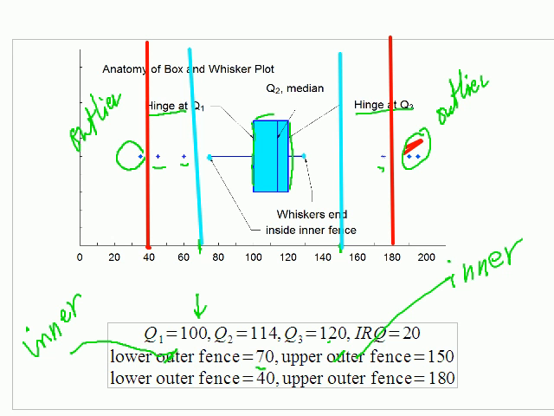lie between the inner and outer fences. So this point and these 2 points are really outliers. These, maybe they are. You might want to look at those. Okay, so there's your box and whisker plot. Now I'll show you one with some real data.